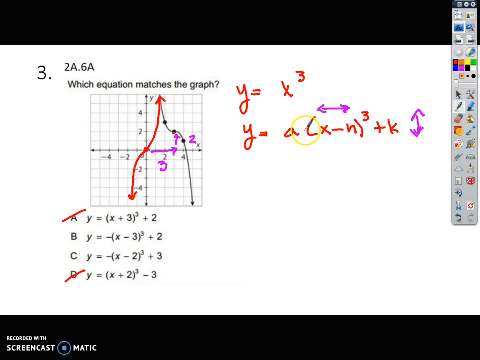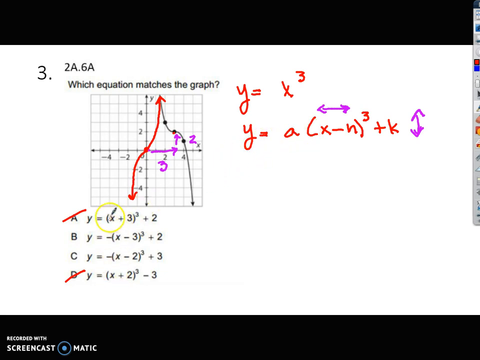And so we know that A, since they're all either 1 or -1, is a -1 because it flipped over. This is the one that goes sideways. It will move to the right 3. So we know that this is going to be x minus 3 to the third power.